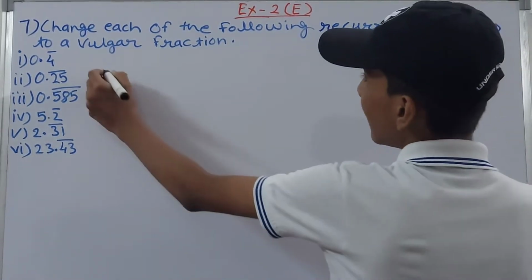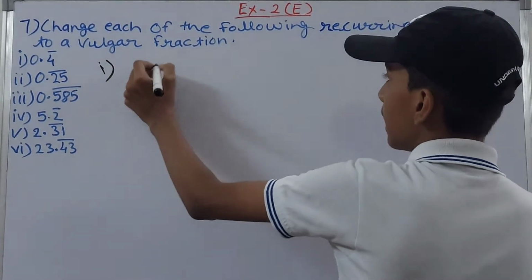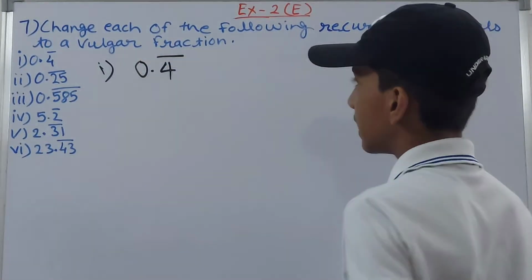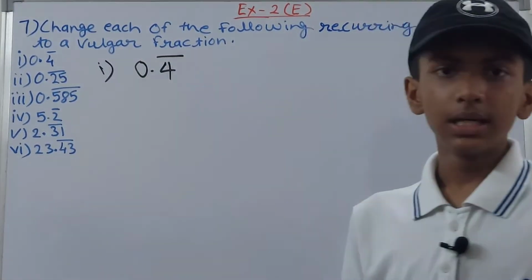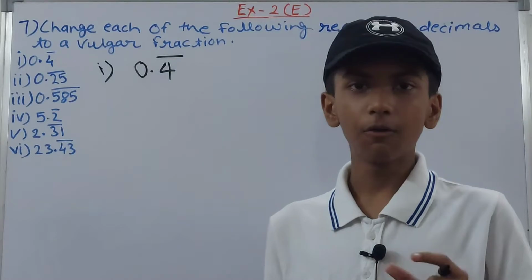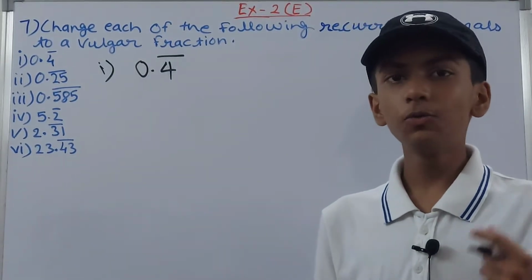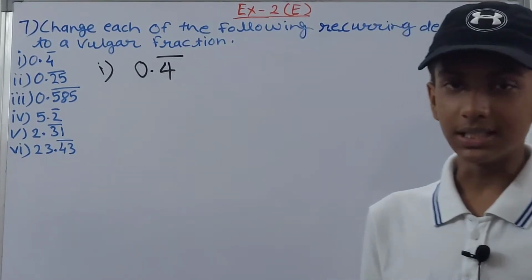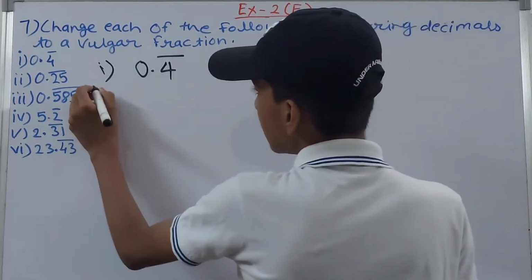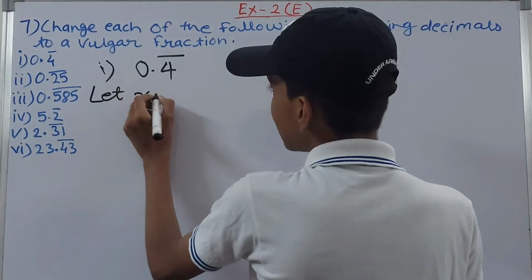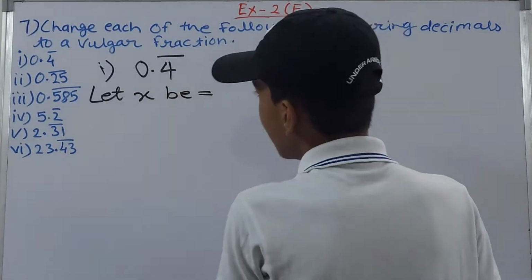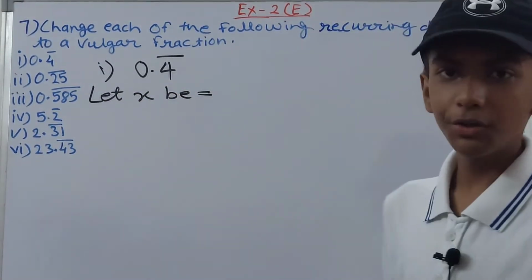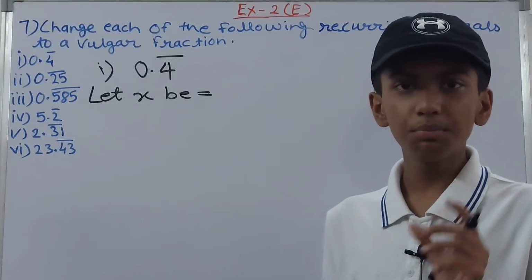So first we have 0.4 with 4 recurring. This means that 4 is repeating. Converting this into a vulgar fraction is a bit of a long process, but once you know it, it's very easy. First, you write: let x be... In this case, you can see that 4 is repeating.